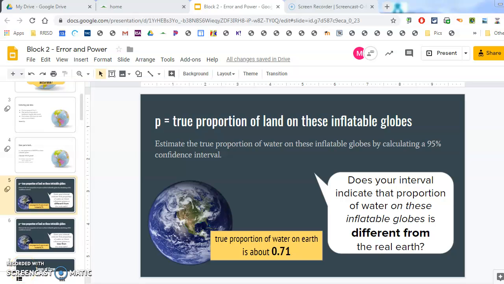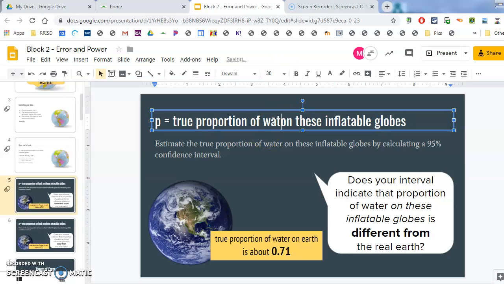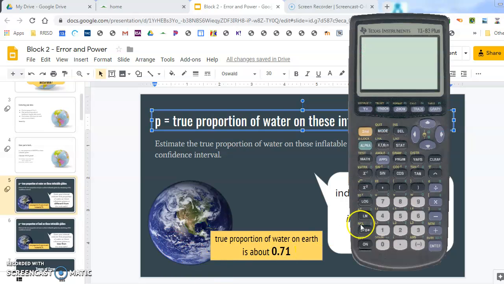Okay, so we're trying to use the calculator to find the one proportion z-test to find out, do we have evidence that our proportion of water on the globes is different from the real Earth. So where we're going to go on our calculator is stat and then tests, and then you're finding one prop z-test. So we have one proportion, the proportion of water on the globes, and we're doing a hypothesis test because we want to know if it's different from some claim. So I'm going to push enter.